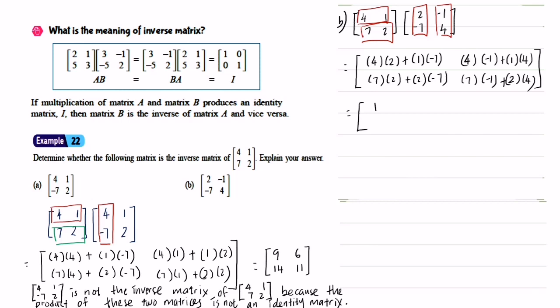You will obtain 1, 0, 0, 1. So what is the conclusion? 2, negative 1, negative 7, 4 is the inverse matrix of 4, 1, 7, 2 because the product of these two matrices is an identity matrix.